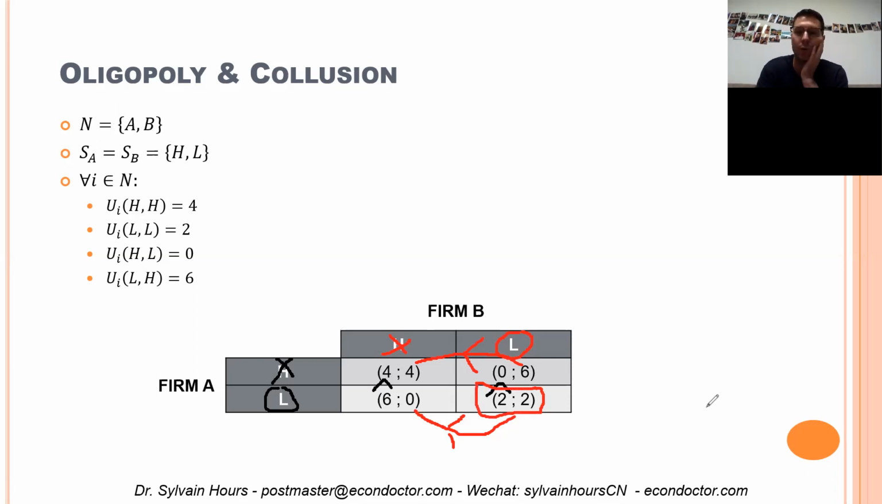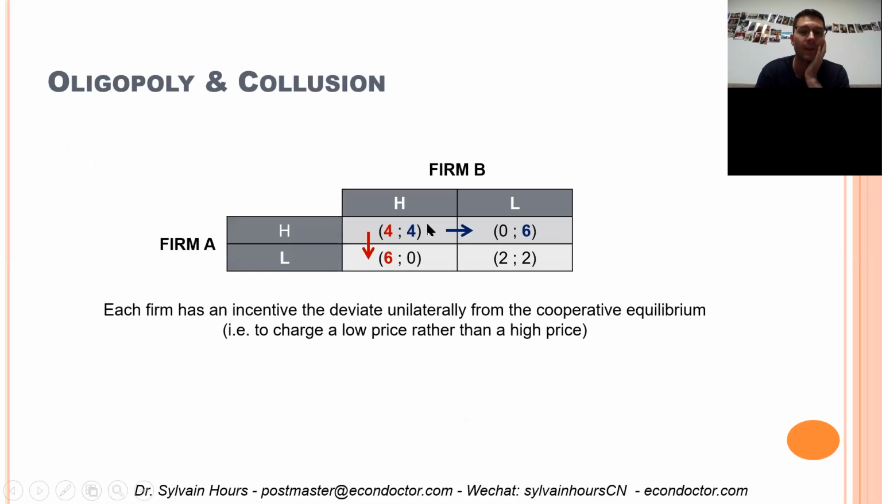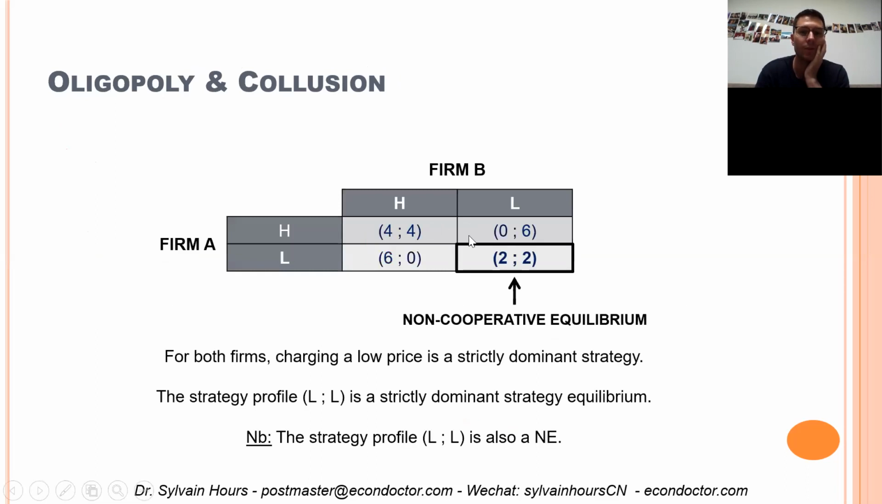This is what we call the non-cooperative equilibrium. Let me move on a bit to show you what comes next. This is the non-cooperative equilibrium. For both firms, charging a low price is a strictly dominant strategy. The strategy profile LL, low price, is a strictly dominant strategy equilibrium. And it is also a Nash equilibrium.